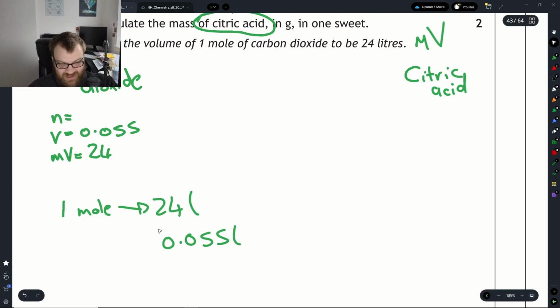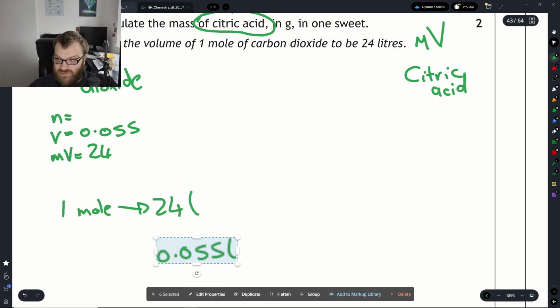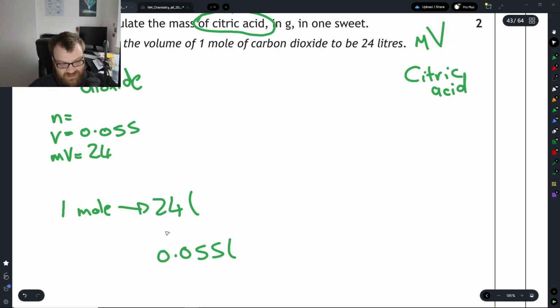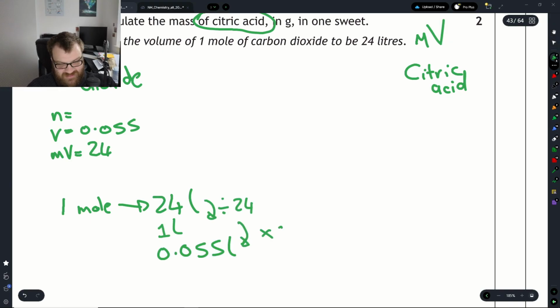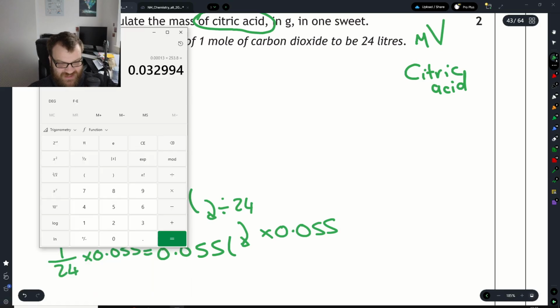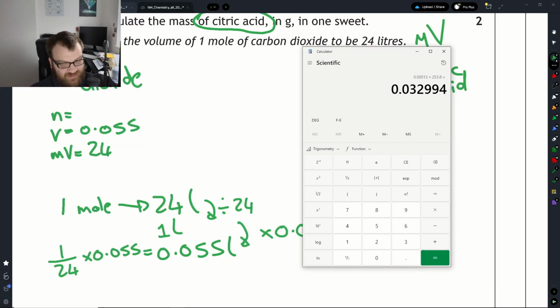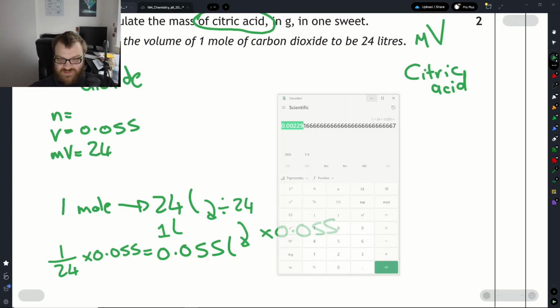Sticking with the scaling way that I use every time, I divide by 24 to get us down to 1 litre, which is 1 litre. I can times by 0.05 to get up to 0.05 litres. Therefore, for our 1 mole, divide that by 24, times that by 0.05. That will give me an answer. Now, that's actually the same sort of process we do when we use the n equals V over MV equation. Just a different way of doing it. 1 over 24 times 0.05 gives us 0.00229.